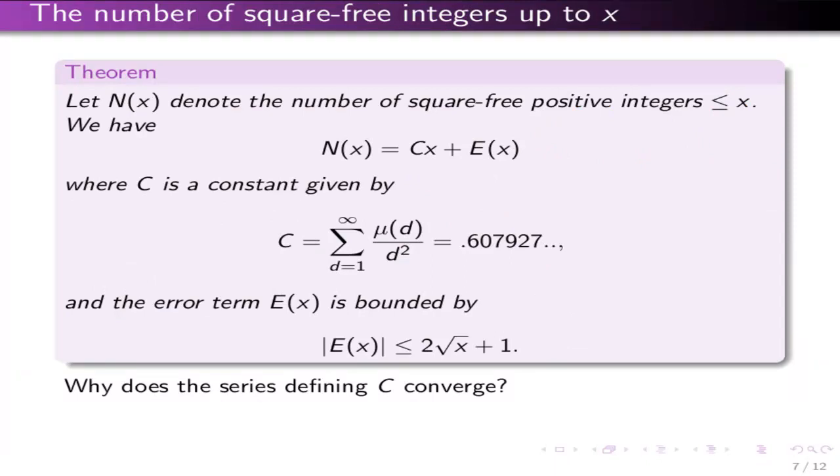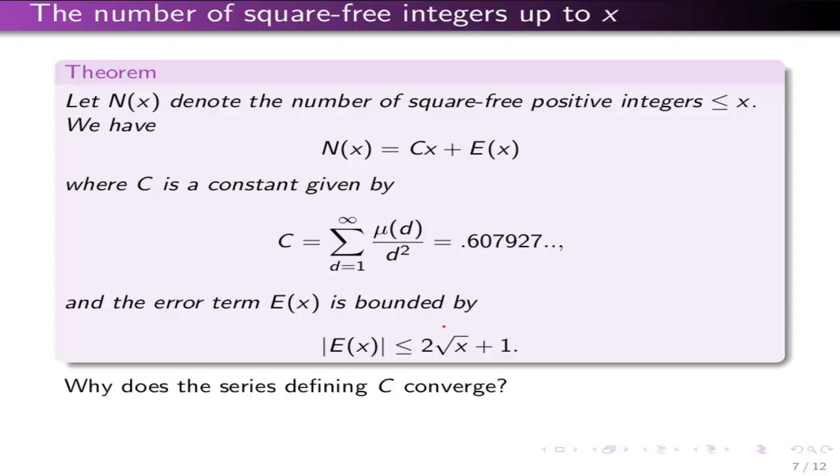All right, let's see what we come up with for the number of square-free integers up to x. So I'll let capital N of x denote that number. And then I claim we have that N of x is equal to a constant c times x plus an error term, which will denote E of x, where the constant c is given by the infinite sum as d goes from 1 to infinity of mu of d over d squared. This actually adds up to a finite number, 0.607927 roughly. And the error term, E of x, is bounded by 2 square root of x plus 1.